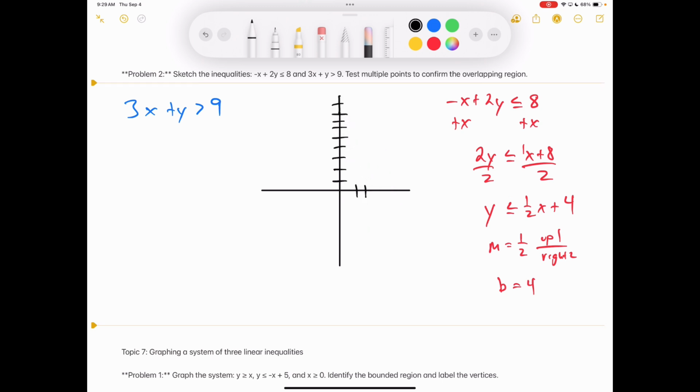on this with the graphing an inequality is you have to do the solid line if it's less than or equal to or greater than or equal to, and you have to do a dashed line if it's less than or greater than. So this one is less than or equal to, so I'm going to do a solid line. I start at 4, and I go up 1 to the right 2. Solid line because it's less than or equal to.